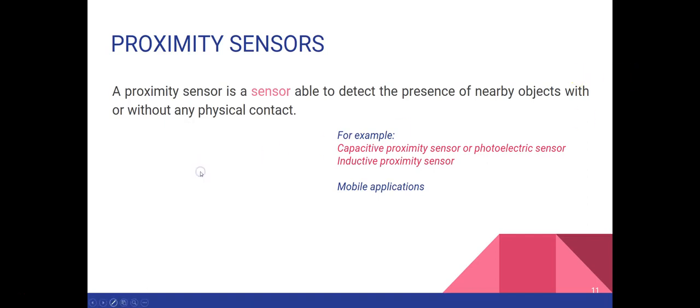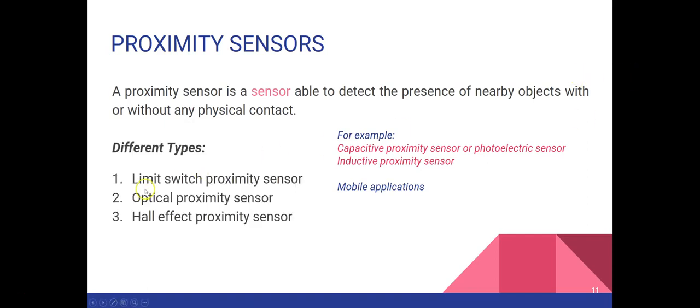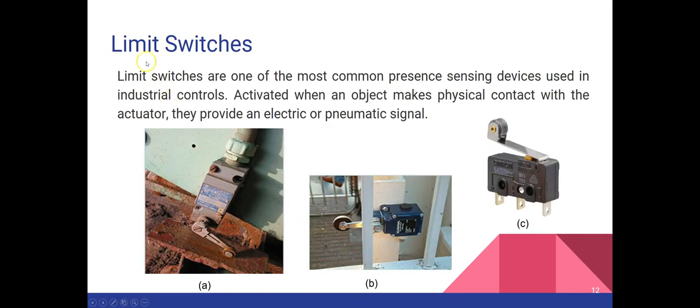Now there are different types of proximity sensors which we are going to see. First is the limit switch proximity sensor. Second is the optical proximity sensor, and the third is the Hall effect proximity sensor. So let's first start with the limit switch proximity sensor.